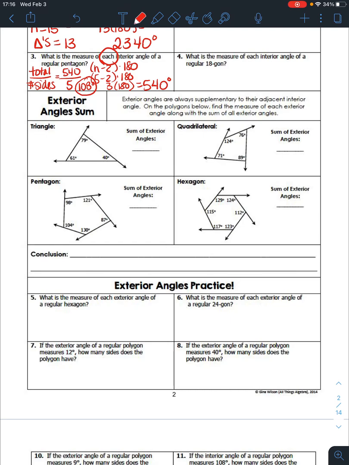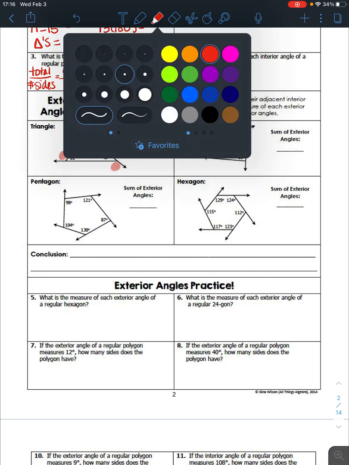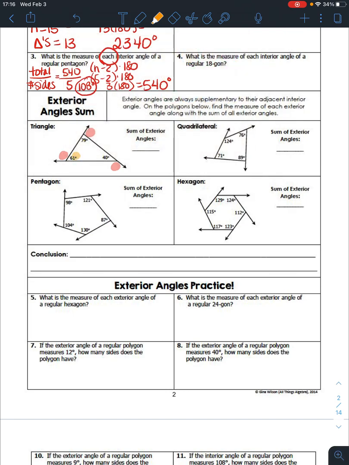Now, there is an exterior angle sum also. If we were to go through all of this process right here, exterior is these angles right here. These are our exterior angles. And these are our interior angles. Now, if you remember, your interior and your exterior are adjacent and they are supplementary. They are called a linear pair. So your interior plus your exterior is a linear pair, which means they add up to 180.